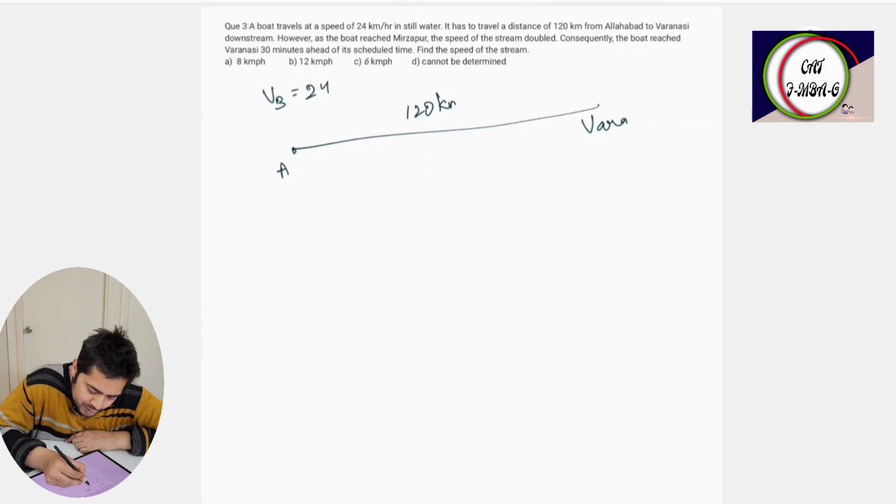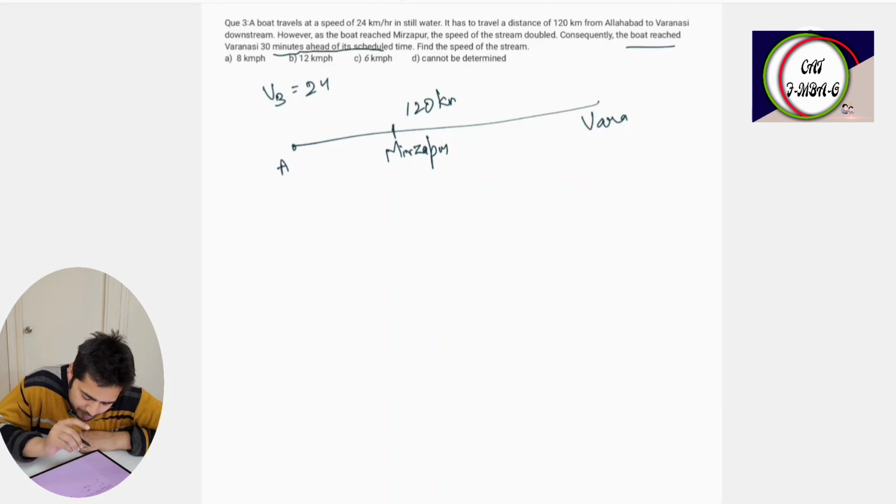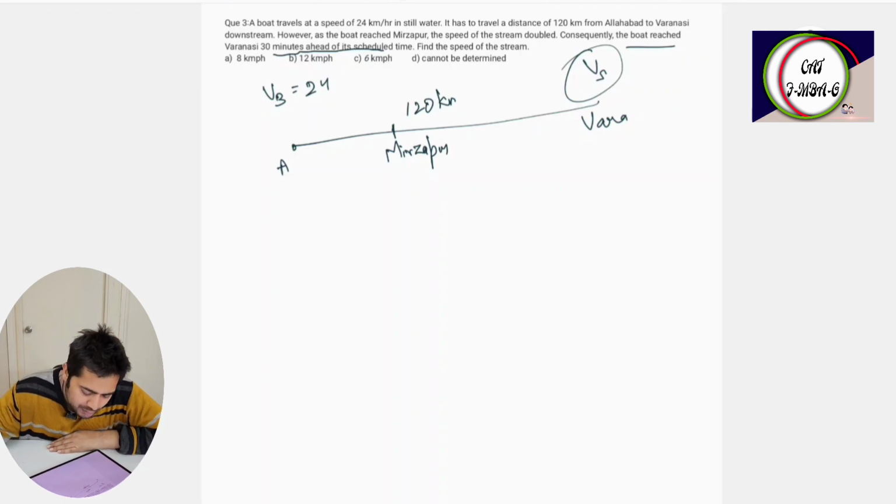However, as the boat reached Mirzapur, let us say Mirzapur is here, the speed of the stream doubled. Consequently the boat reached 30 minutes ahead of its scheduled time. Find the speed of the stream. So VS we have to find. There is no issue with this question, only a single issue: where Mirzapur is, it is not given. If it is given, then we could have solved the question.